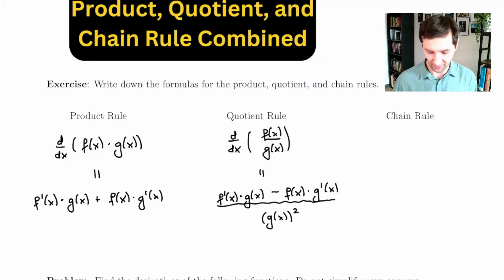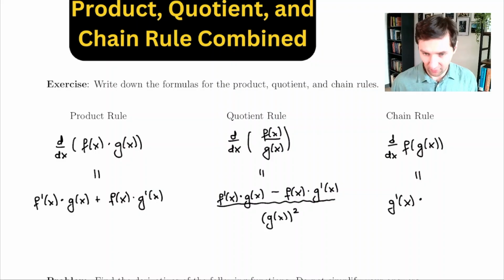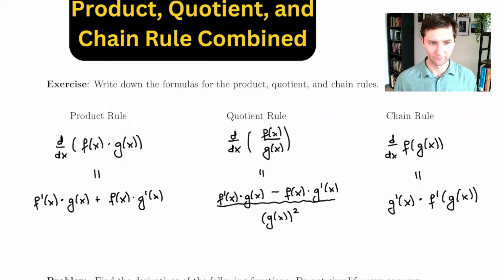The chain rule says that if you want to take the derivative of the composition of two functions, f of g of x, you take the derivative of the inside function and you multiply it by the derivative of the outside function with the inside function plugged in.